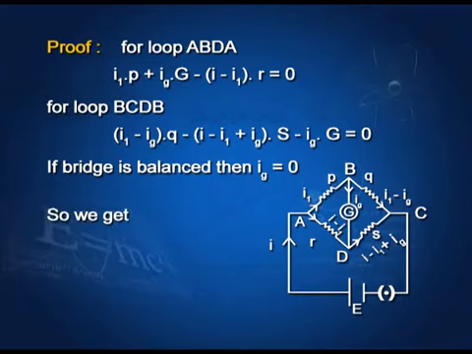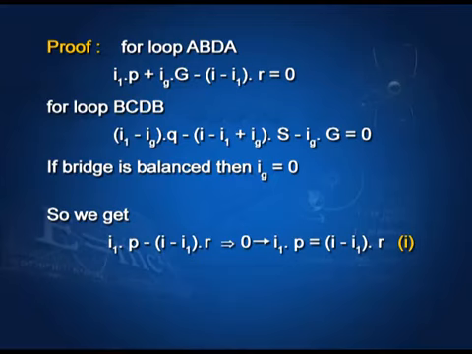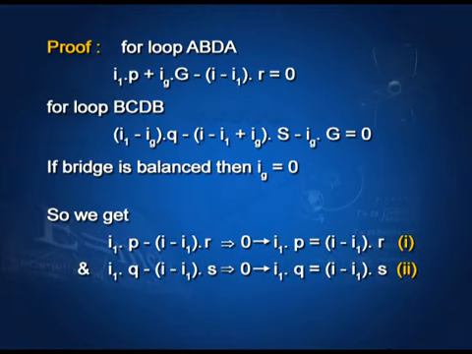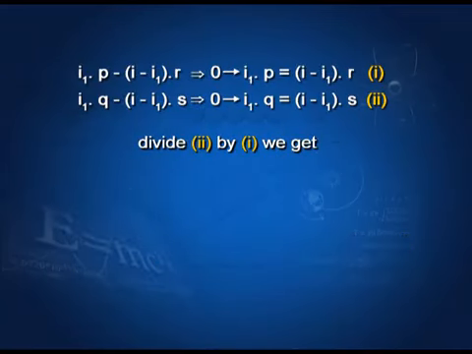So, we get I1 into P minus (I minus I1) into R equals to 0. That means I1 into P equals to (I minus I1) into R, equation number 1, and I1 into Q minus (I minus I1) into S equals to 0. That means I1 into Q equals to (I minus I1) into S, equation number 2. Divide equation number 2 by equation number 1, we get P upon Q equals to R upon S.